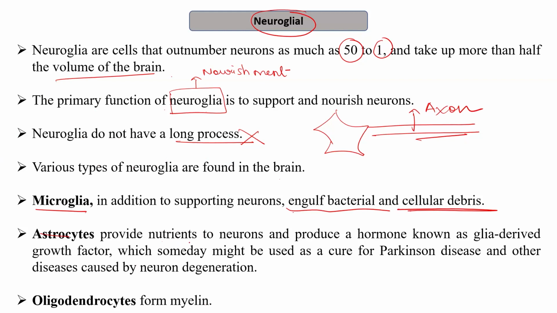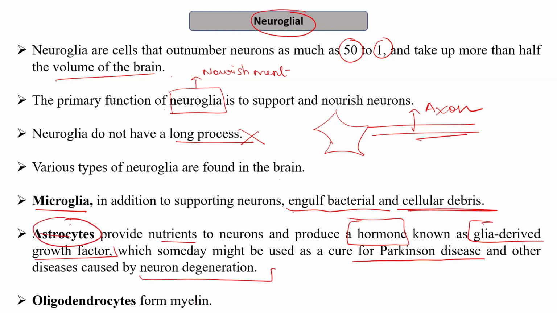Then we have astrocytes, which provide nutrients to the neuron, and they produce a hormone known as GDNF, which is the glial-derived neurotrophic factor. Research is being carried out on this. Why I'm mentioning this factor here is that research is nowadays being carried out to treat Parkinson's and other diseases which are caused by neuron degeneration. So scientists are now focusing on this hormone, GDNF, which is produced by the astrocytes.